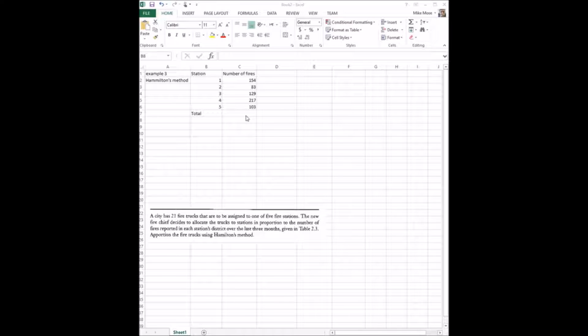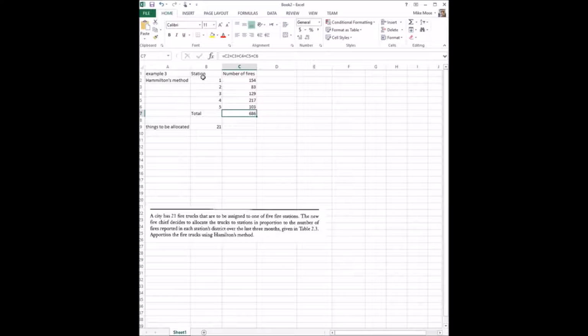Anyway, the main thing you need to take away here is that the city has 21 fire trucks, so the total number of things to be allocated is 21. The first thing we're going to do is find what's called the natural divisor. The natural divisor is defined as the total population divided by the number of things to be allocated. So let's find the total population. We add up the number of fires that occurred in each of the districts, and we find that we have 686 fires reported across the different districts.